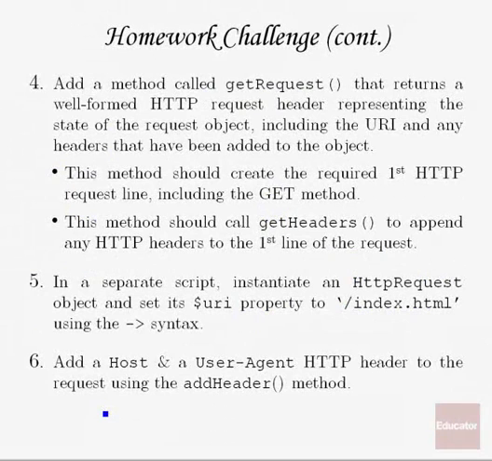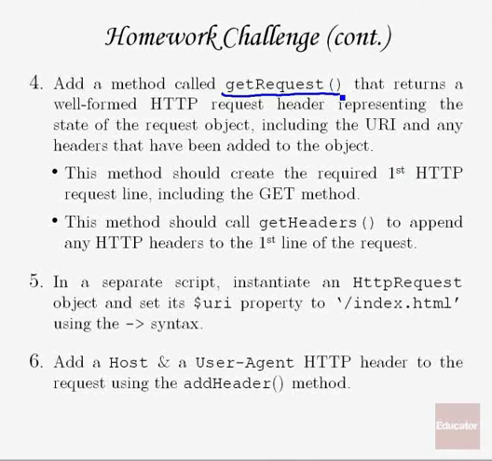Finally, I want you to define a method called getRequest. This is the method that's basically going to be used by people that are using this class. They're going to instantiate an HTTP request object, set its URI, maybe add some headers using the addHeader function, and then call the getRequest method, which says, give me the formatted HTTP request that is represented by the URI and headers of this particular object.